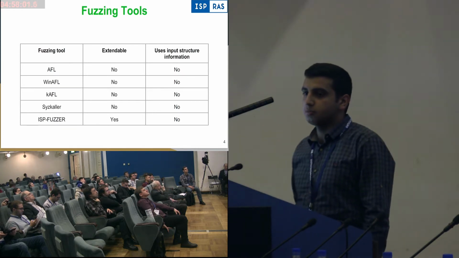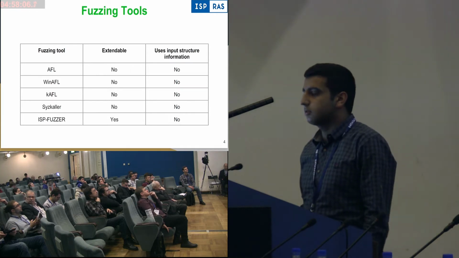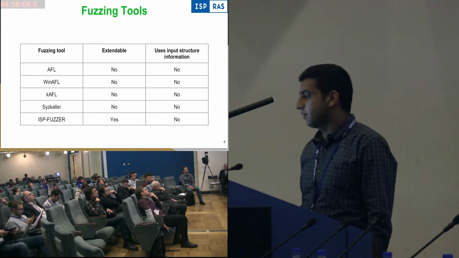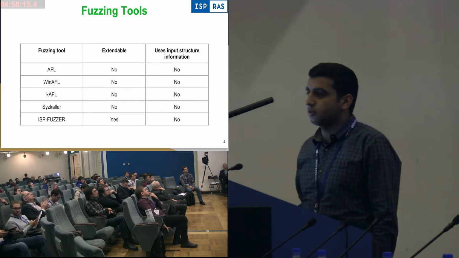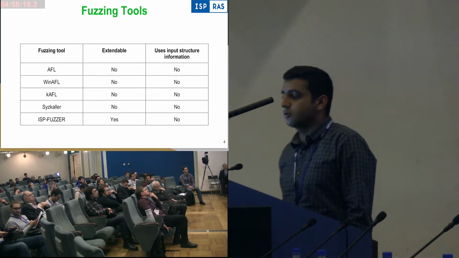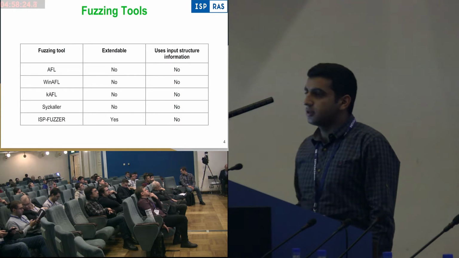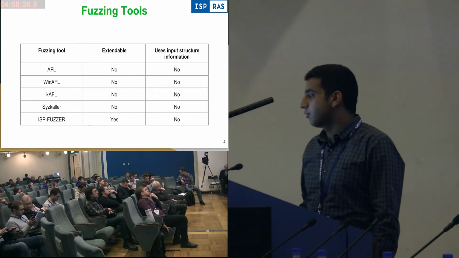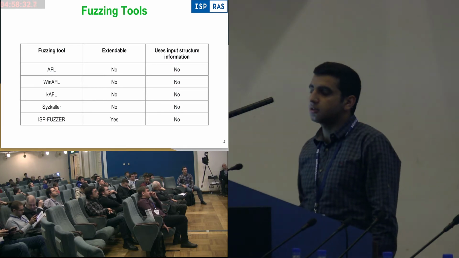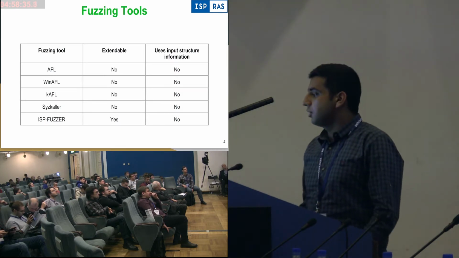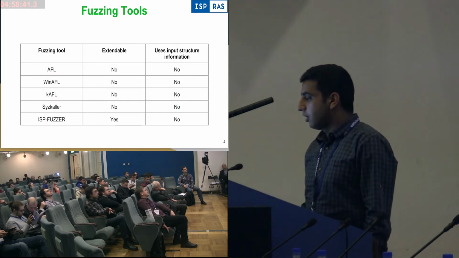For instance, AFL is one of the most popular fuzzers. WinAFL is a modified version of AFL for fuzzing for Windows. KAFL is a fuzzer for the core of OS. Syzkaller is also a fuzzer for OS cores. ISP-fuzzer is an enhanced fuzzing framework. But all these instruments have one drawback: they cannot use information on the structure of the input data.